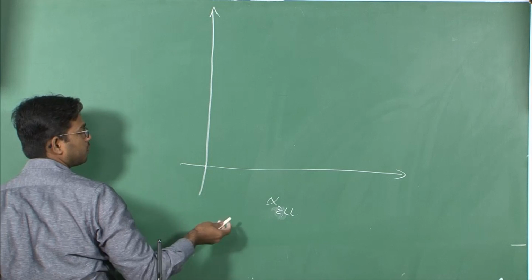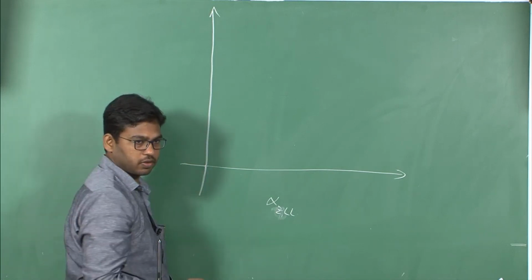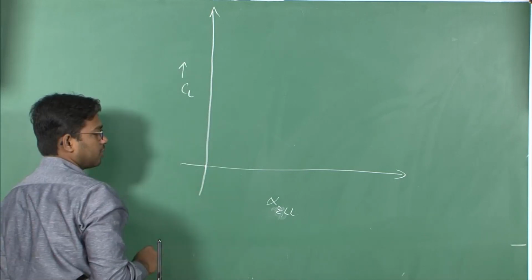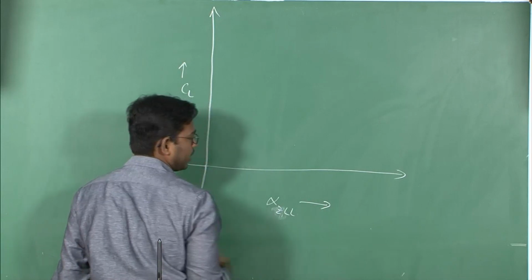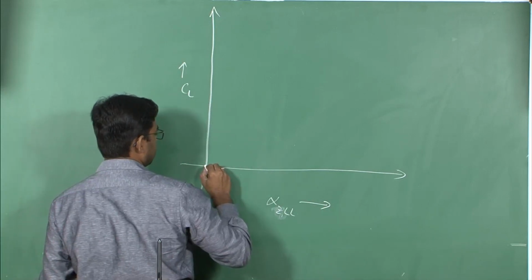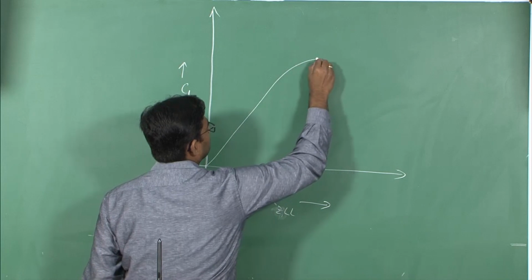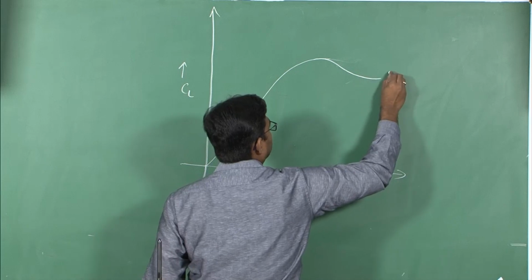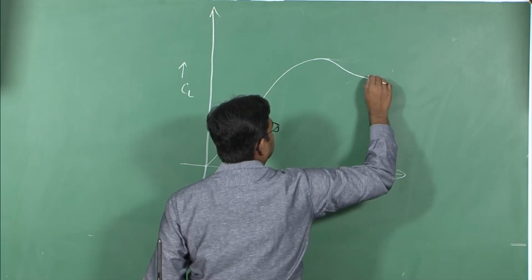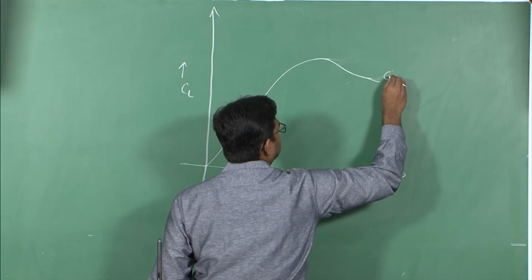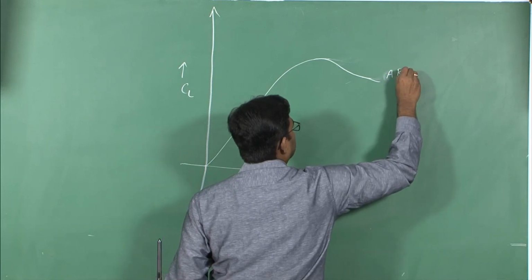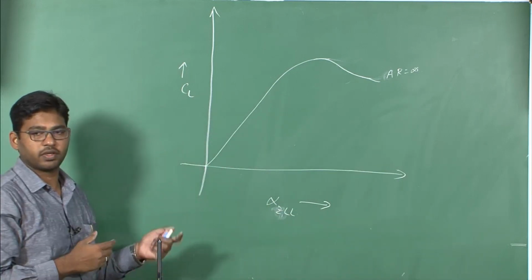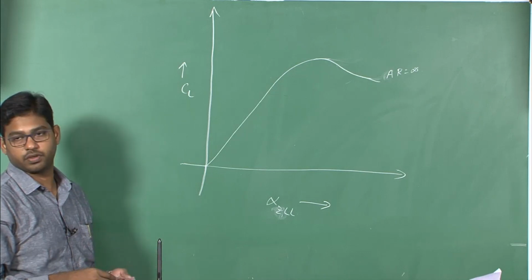Let us say this is your zero lift line. Angle of attack is defined with respect to the zero lift line of an aircraft, and say this is your CL, the y axis represents your CL variation, and alpha is along the x axis here, right. This is for aspect ratio infinite, right. Say this curve represents the variation of lift coefficient with angle of attack for an aerofoil.